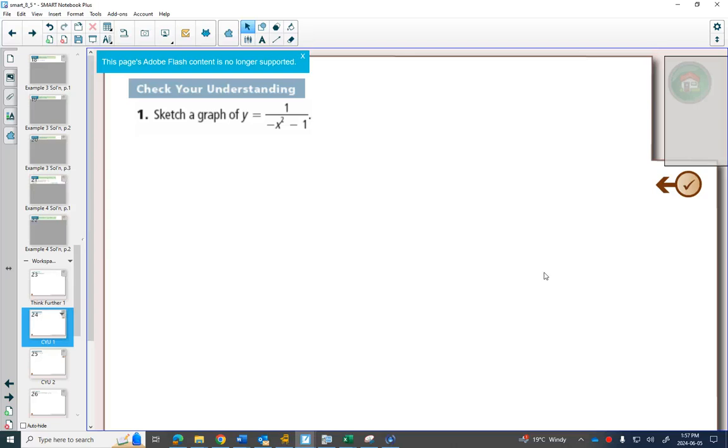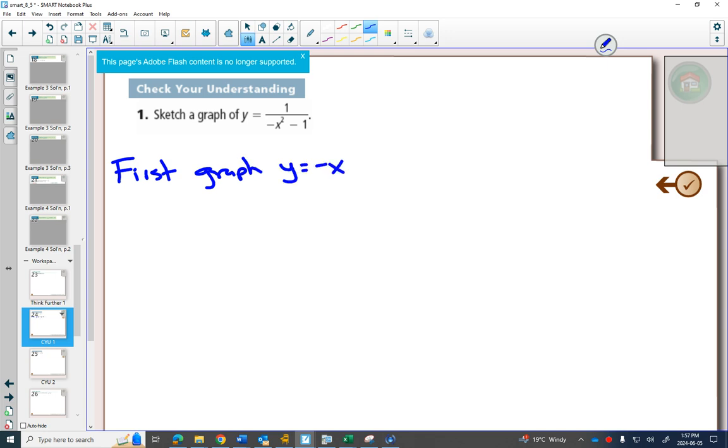Okay, so this will make one of those graphs. What we have to do is first graph what's on the bottom. So first, we are going to graph y equals negative x squared minus 1. This is a parabola.